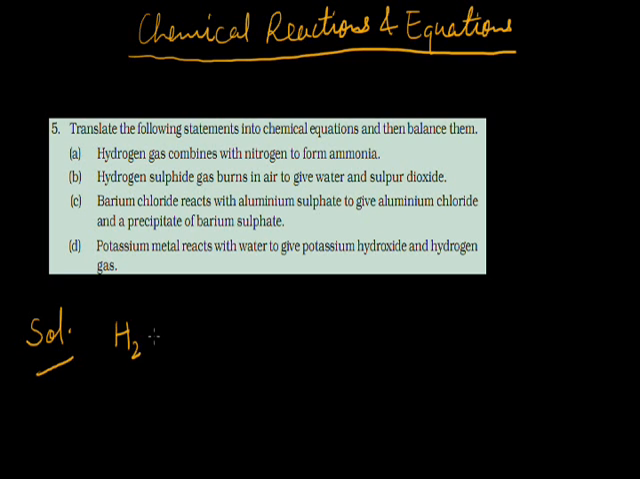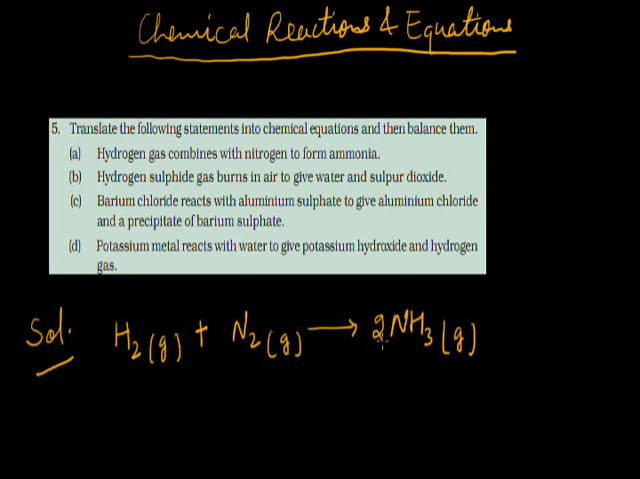Solution to this is H2, hydrogen gas, combines with N2, nitrogen gas, to form NH3, ammonia gas. Here we have two atoms of nitrogen and here we have one atom of nitrogen in ammonia. So to balance the number of atoms of nitrogen, we'll write 2 here. Now it's 2 atoms of nitrogen, and on the product side we have 2 into 3, 6 atoms of hydrogen. So to balance the atoms of hydrogen on the reactant side, we'll write 3 here. So this is finally the balanced equation.